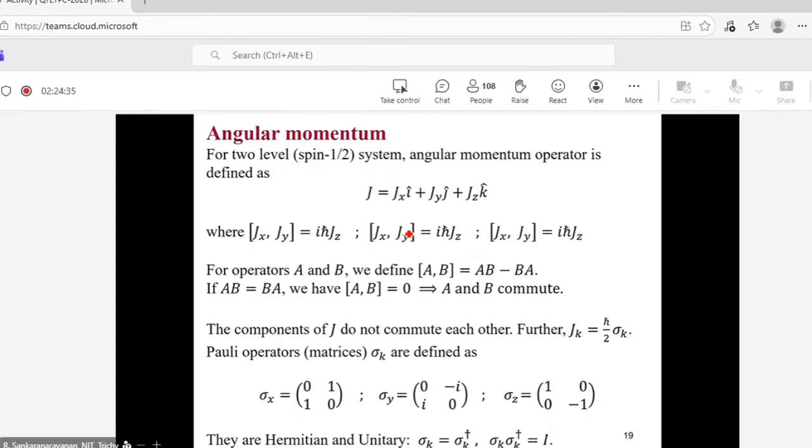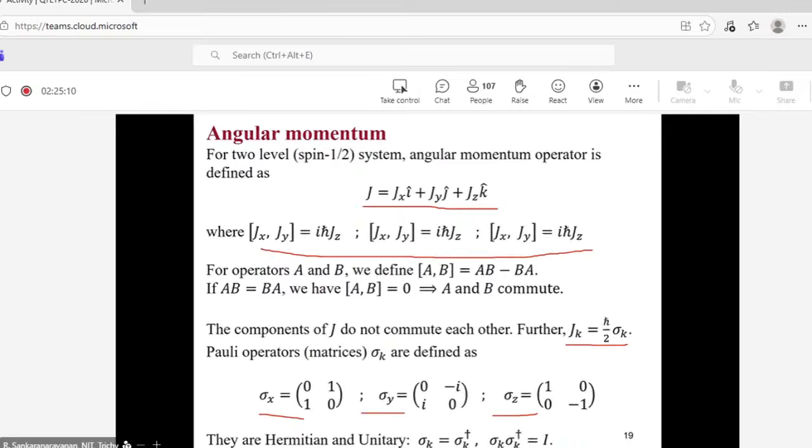So you have this angular momentum operator which has 3 components, and these three components obey this commutation relation. These components Jx, Jy, Jz are actually connected to what are called the Pauli matrices, right? Pauli X, Pauli Y, and Pauli Z matrix. These Pauli matrices are basically elementary operations which will be used in manipulating the qubits. Okay, qubits.